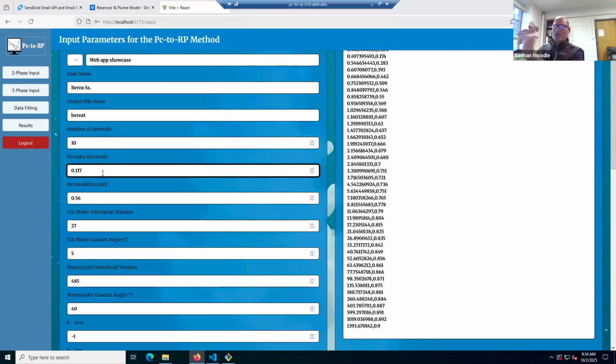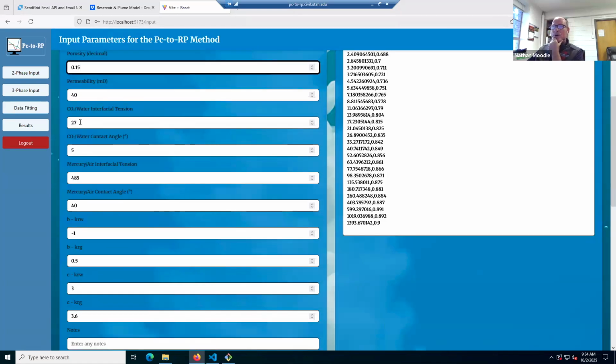Oh, unprepared. I don't remember what the porosity and the permeability of this Berea sample is, but let's say it has 40 millidarcy, and we'll give it 15% porosity.